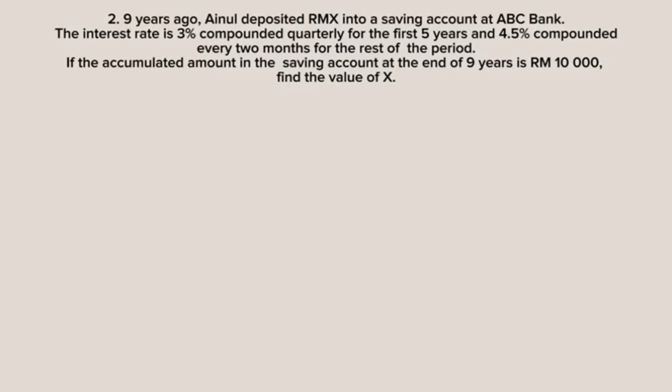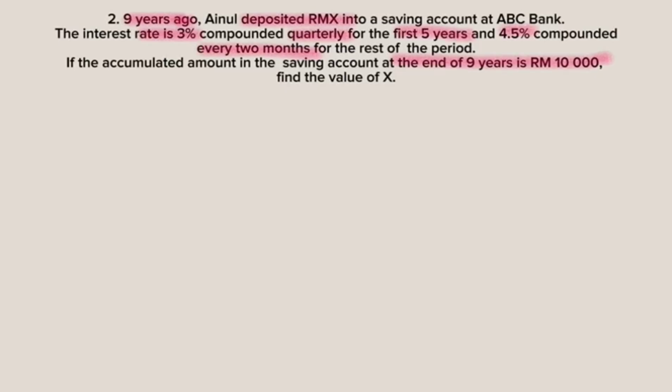9 years ago, I deposited RMX into a savings account at ABC Bank. The interest rate is 3% compounded quarterly for the first 5 years and 4.5% compounded every 2 months for the rest of the period. If the accumulated amount in the savings account at the end of 9 years is 10,000, find the value of X.